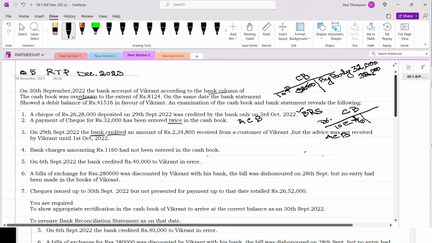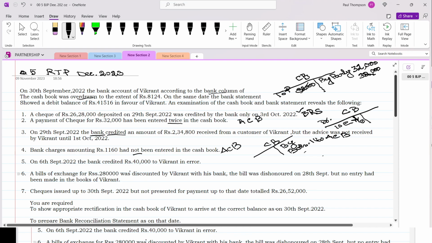Next one is bank charges amounting 1160 has not been entered in the cash book. So now we have to enter in our cash book. So what we have to do, we have to make it on the payment side because bank charges will be deducted by the bank. So we have to credit it in our account. So this 1160 will appear in our cash book. So this will go into our adjusted cash book. We can do all these things in our book.